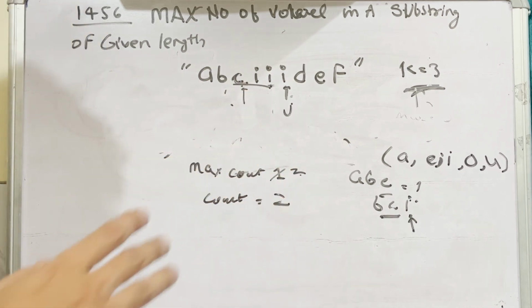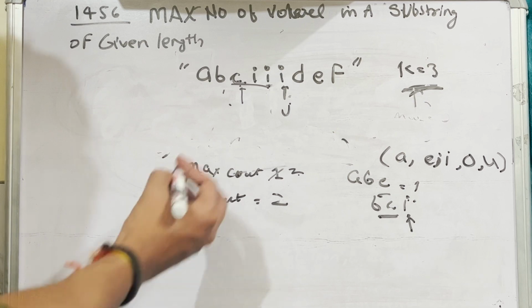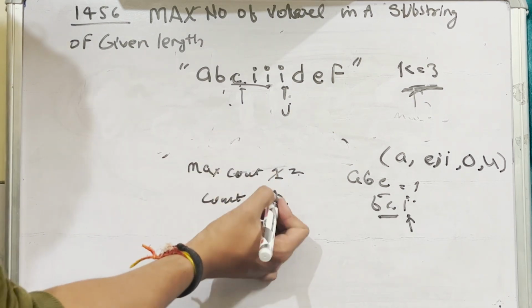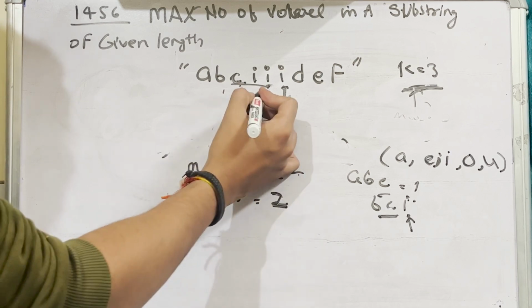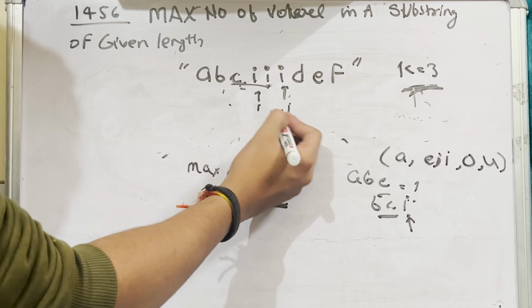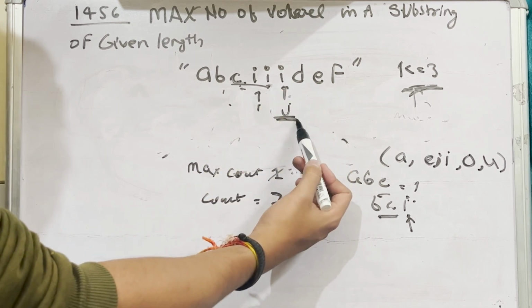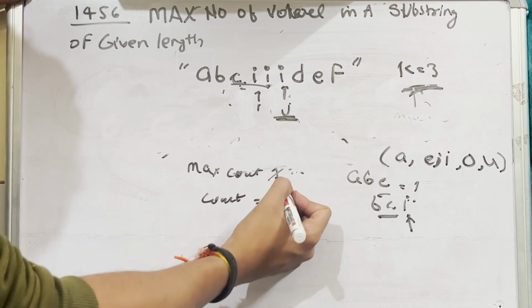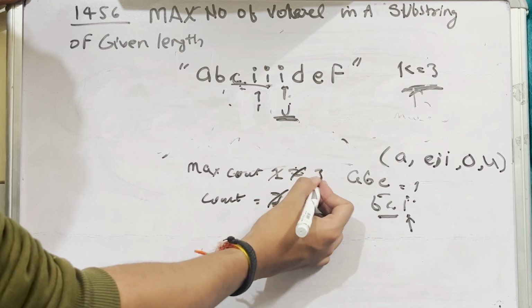If it is not a vowel, then you won't decrease the count. If it was a vowel, then you will simply decrease the count. Like it is not a vowel, you won't change the count, you just move the pointer here. Then you just check if the character present at the jth index is a vowel or not. It is a vowel, so increase the count to 3. Max count will update from 2 to 3.